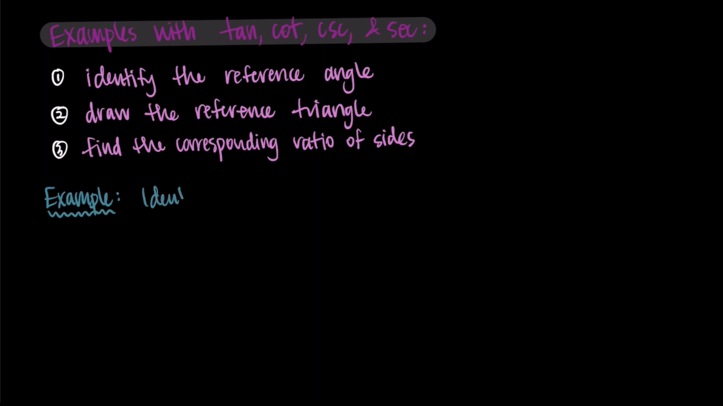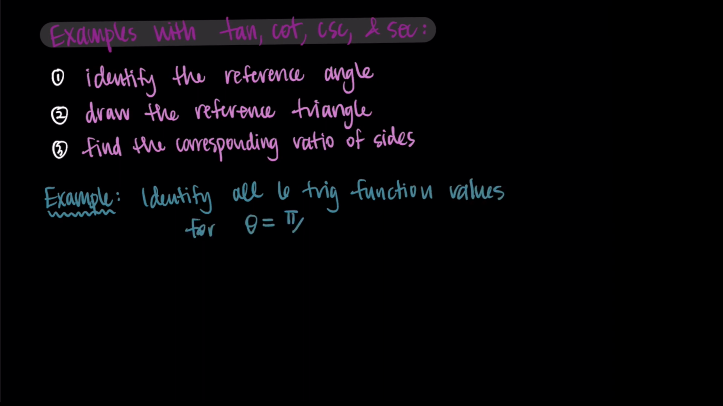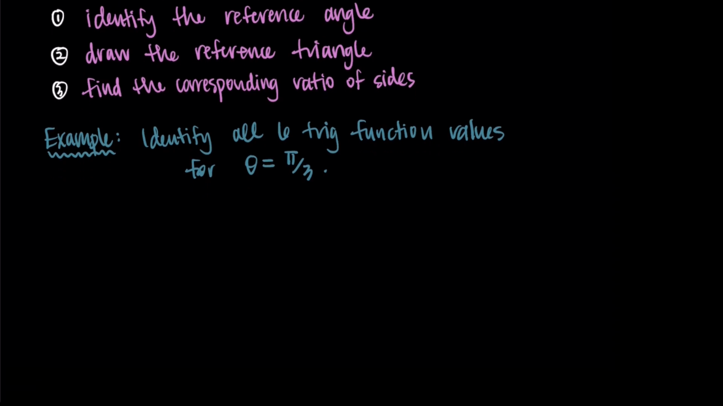Alright, let's try a first example. Let's identify all 6 trig function values for the angle theta equals pi over 3. If you'd like, you could pause and try this on your own. I am going to go ahead and just do it right away since this is our first example we're seeing like this. So for my first step, identify the reference angle.